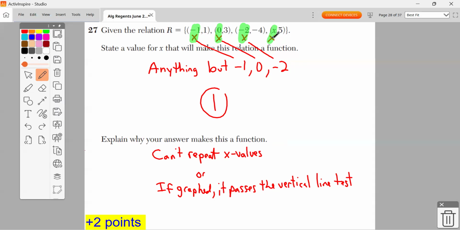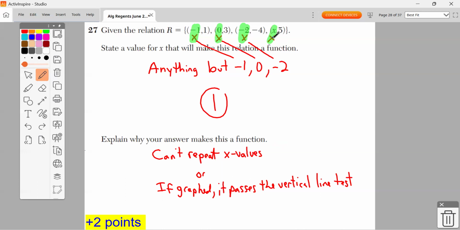You could put in 7. You could put in negative 7. You could put in 7 million. All right. Any other numbers besides negative 1, 0, and negative 2. Explain why your answer makes this a function. Well, you can't have two x values that are the same. You can't repeat your x values because if you repeat your x values, it is not a function.